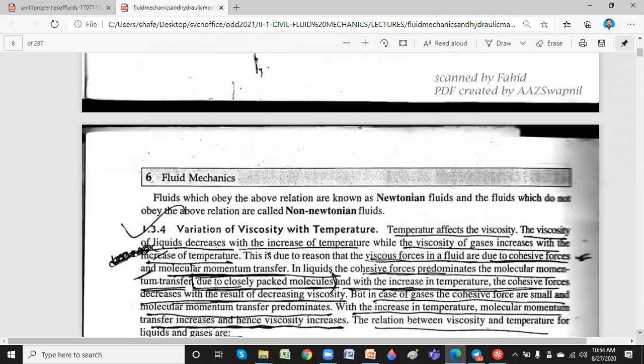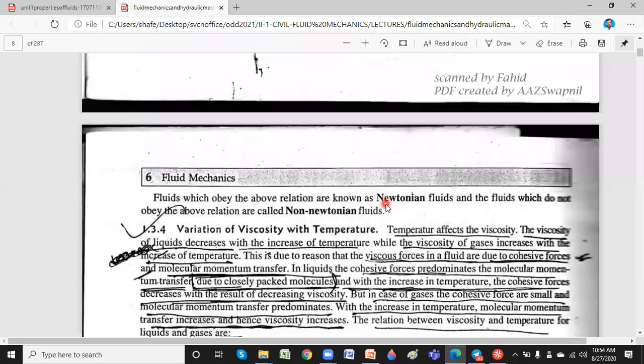Now we come to a discussion here, where the fluids which actually obey Newton's law are called Newtonian fluids. So fluids which obey Newton's law are called Newtonian fluids. Suppose it doesn't obey the law tau equal to mu du by dy, then this is nothing but non-Newtonian fluids. So remember Newtonian and non-Newtonian fluids.